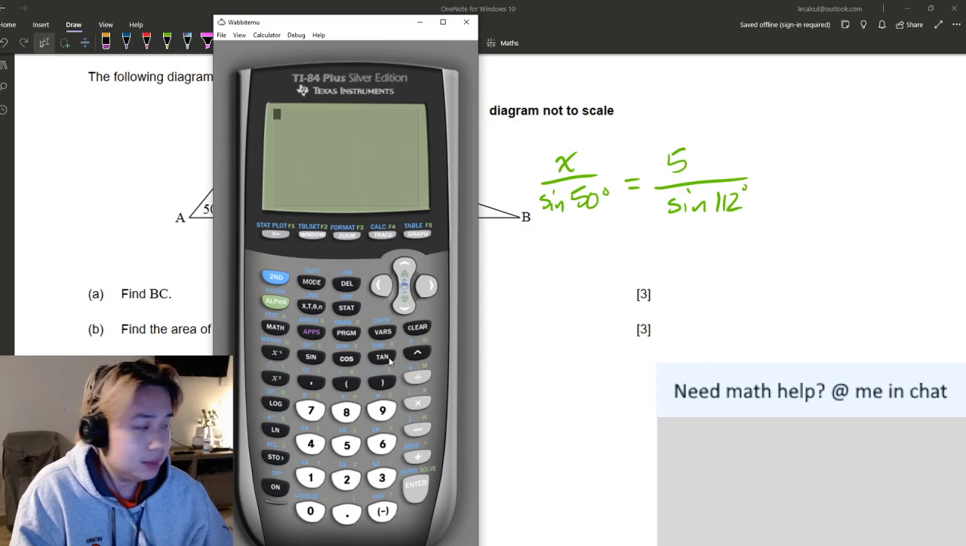Okay, so this means that x is going to be sine 50 times 5 divided by sine 112. So 4.13.